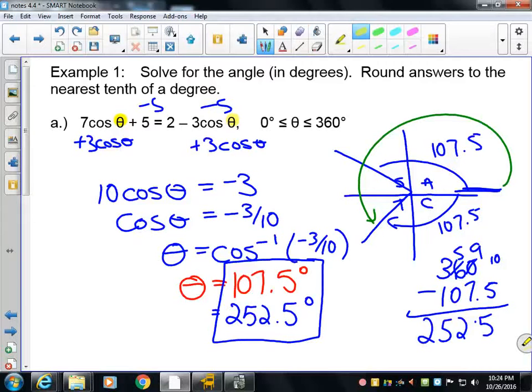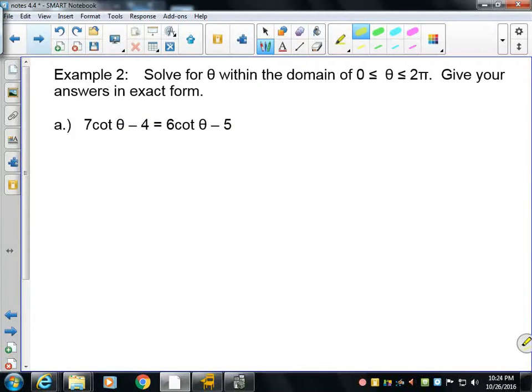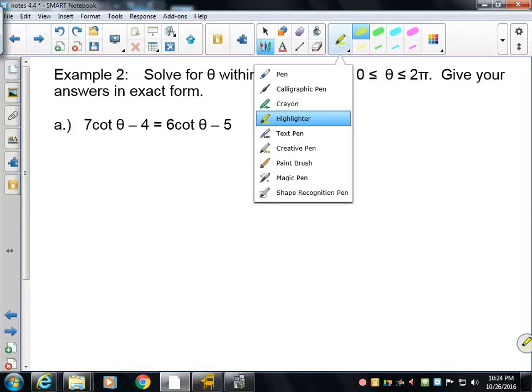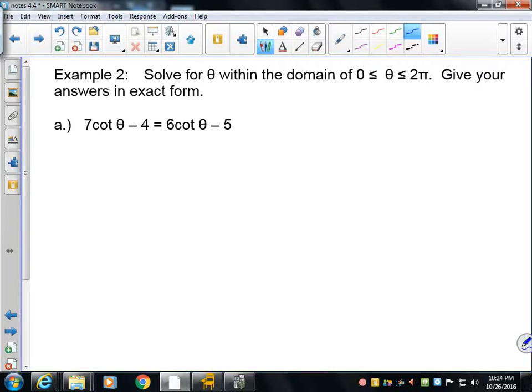So, example 2. Let's solve for theta from 0 to 2 pi. So here we're dealing with radian measures. Give our answer in exact form. Exact form means no decimals that run on forever. Usually we like to use the unit circle if we can.